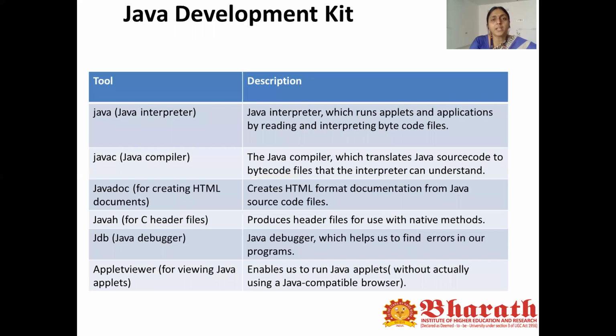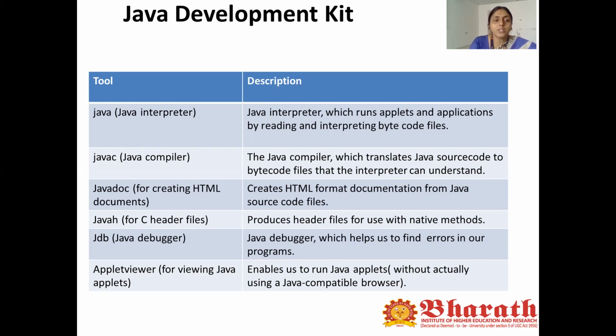The Java Development Kit, JDK, consists of a number of classes or library files, and some of the files have been listed here. First and foremost is Java, javac. So Java is the Java interpreter, which runs applets and applications by reading and interpreting bytecode files. And the Java compiler is responsible for translating the Java source code to bytecode files that the interpreter can understand.